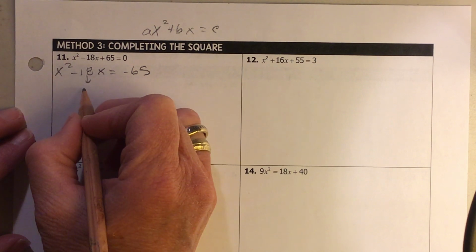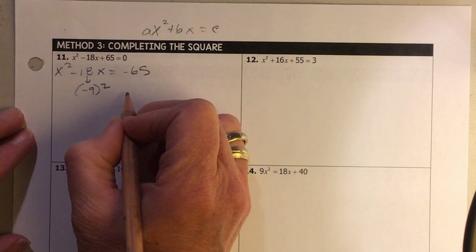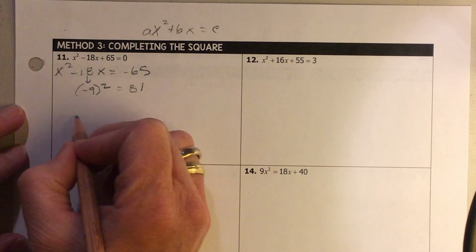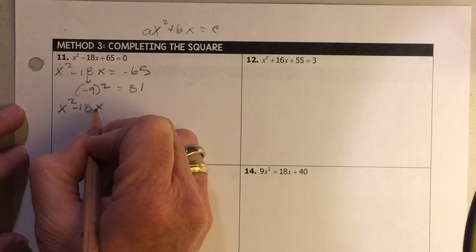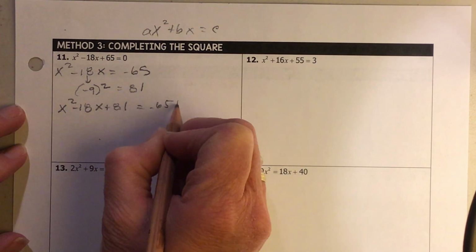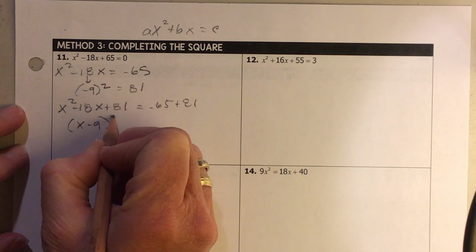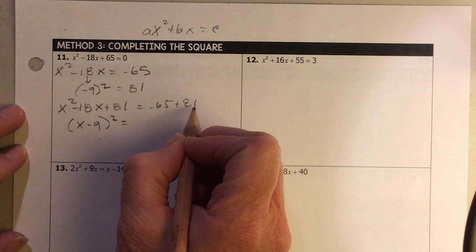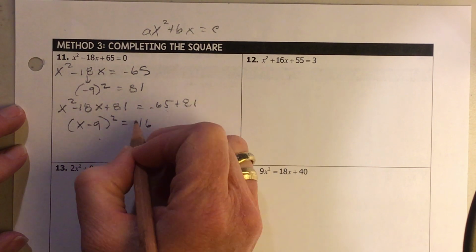Now I'm going to take half of negative 18. I'm going to have negative 9, and then I'm going to square it. That equals 81. And I'm going to add that to both sides. So x squared minus 18x plus 81 equals negative 65 plus 81, and if you don't remember this, just go back to that lesson. (x minus 9) squared equals, well, negative 65 plus 81. Oh, that's 16. That's good.